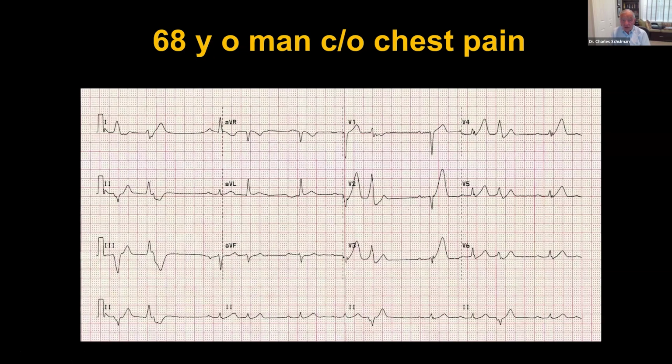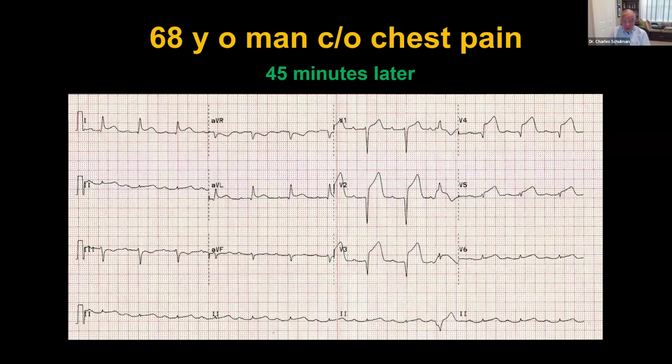And it was followed 45 minutes later by ST elevations from V2 through V5, and actually V2 through V6, and also one in AVL. So this is typical of an ST elevation MI. This person should go directly to the cath lab in order to have a stent placed.